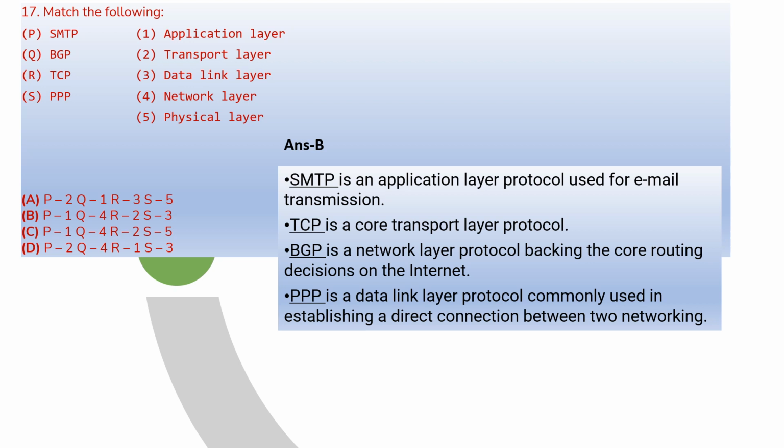And TCP is a transport layer protocol, we all know. And PPP is a data link layer protocol commonly used in establishing a direct network connection. So here we can match the options: P would be 1, Q would be 4, R would be 2, and S would be 3. So option B is correct here.